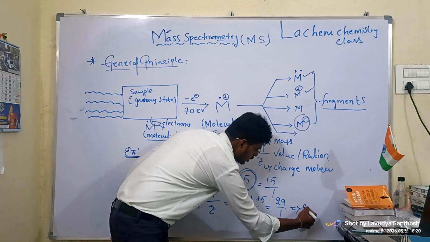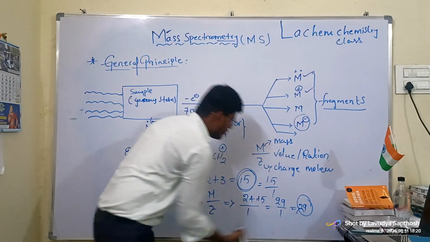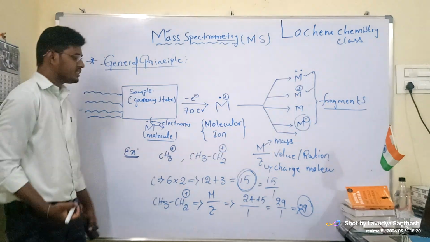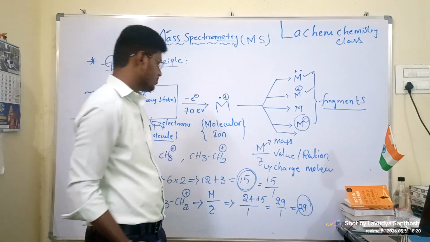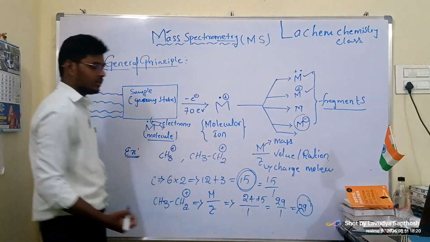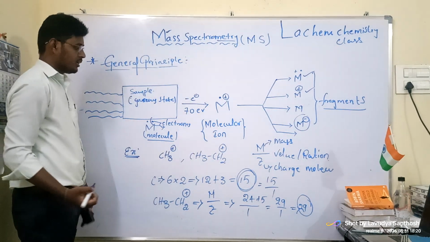29 by 1, nothing but 29. Okay, this is the m by z value of CH3CH2, the ethyl cation.